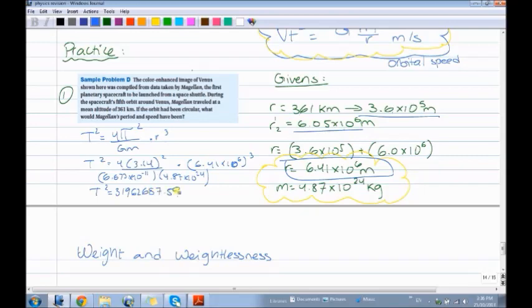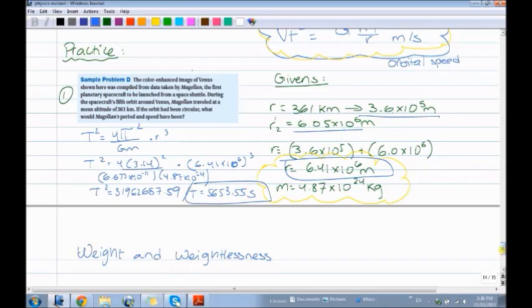319,687.59. Now I have to square root this, of course. Don't forget, because there's a squared. So the answer would be T equals 5653.55 seconds. Don't forget that the unit is seconds.